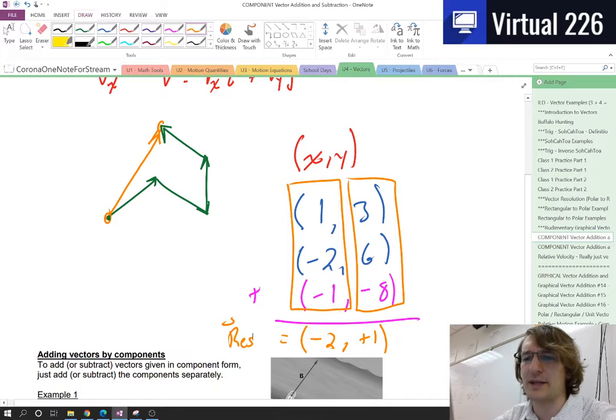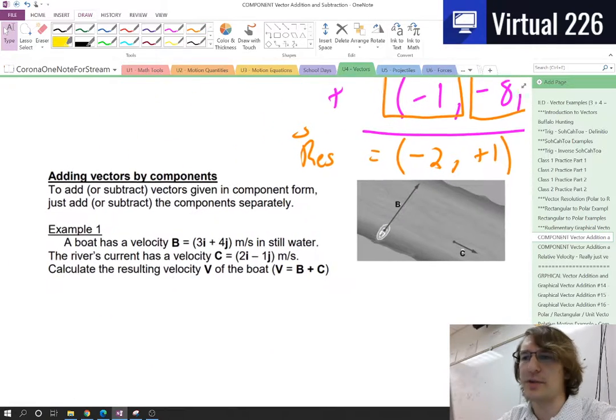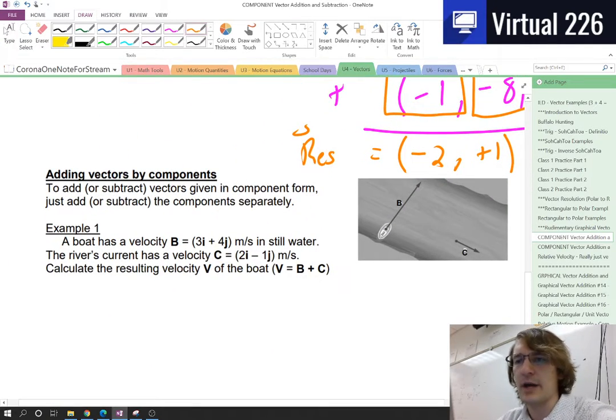If we have something in unit vector form, we do the same thing. In this example, we have a boat that is going across the water. It's moving this way with some vector b. Its velocity is 3i hat plus 4j hat. But the water is also moving it. So the boat's not only moving forward across the river, but it's being pulled down and to the right. Why did I say left?